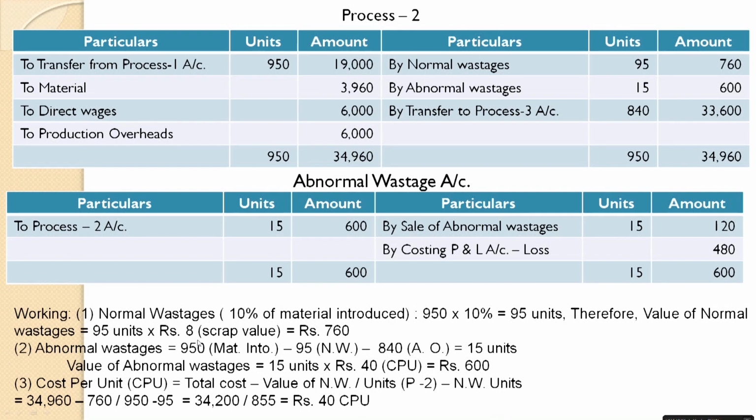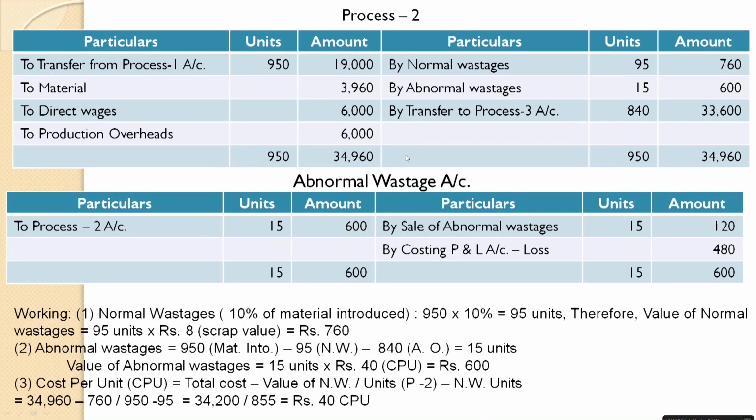The same price would be applied here also for calculation of losses and profit of abnormal wastages. So, 15 units multiplied by 8 rupees scrap value, which comes to 120 rupees. So, in the amount column you can identify the 120 rupees.